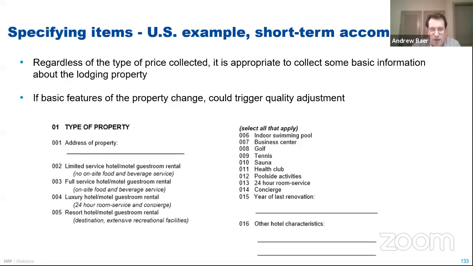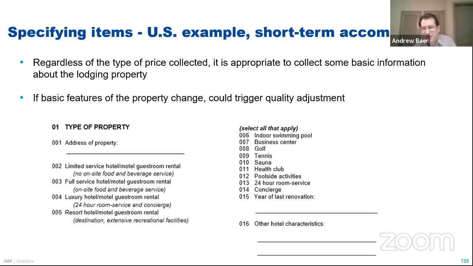I have an example here from the US questionnaires. This one is for hotels. Just to walk through one example, regardless of the type of price collected, we always specified some basic information about the property. Where is the property? What kind of hotel is it? We had different categories: limited service, with no restaurant; full service, which does have a restaurant; and luxury, which has 24-hour room service and concierge.